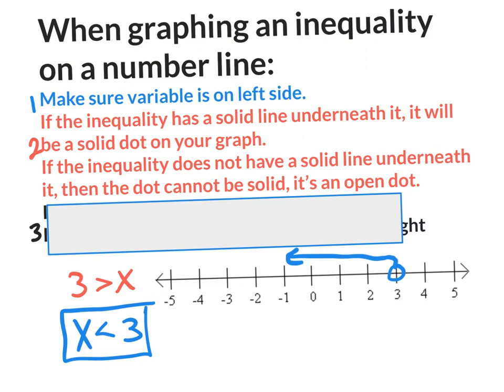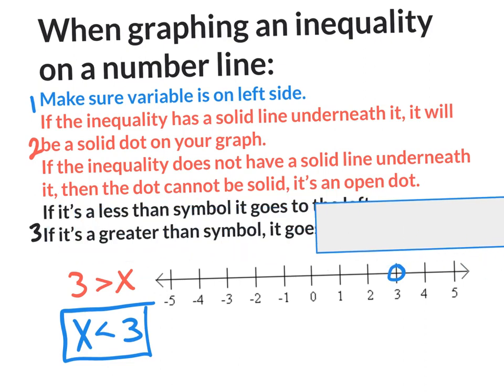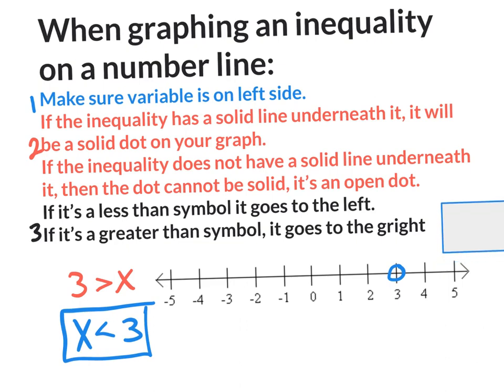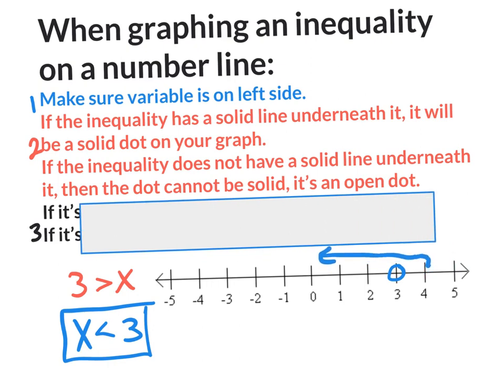All right, so right now is a good time. I'm going to pause it. Let's take some type of notes. I recommend getting the variable on the left side. And what else? If you have a solid line underneath it, it's going to be a solid dot. And this third one: if it's a less than symbol, it goes to the left; if it's a greater than symbol, it goes to the right. You don't even need that, because if you already have the variable on the left side, you're already going to know that it goes to the left just in the direction that it's pointing.